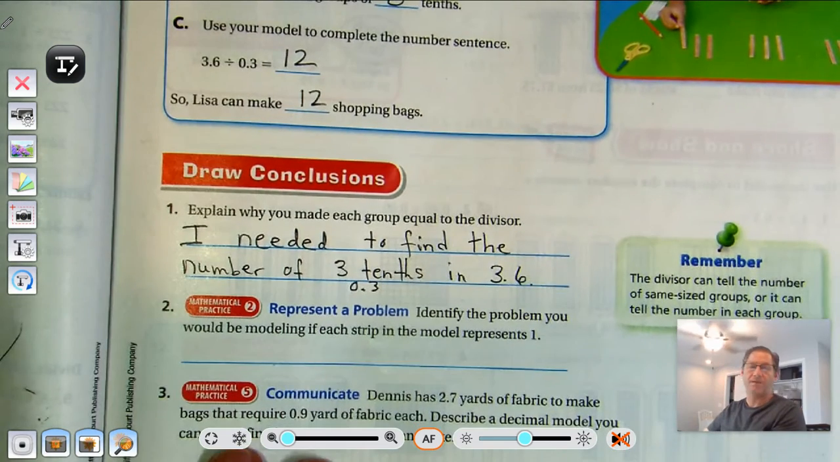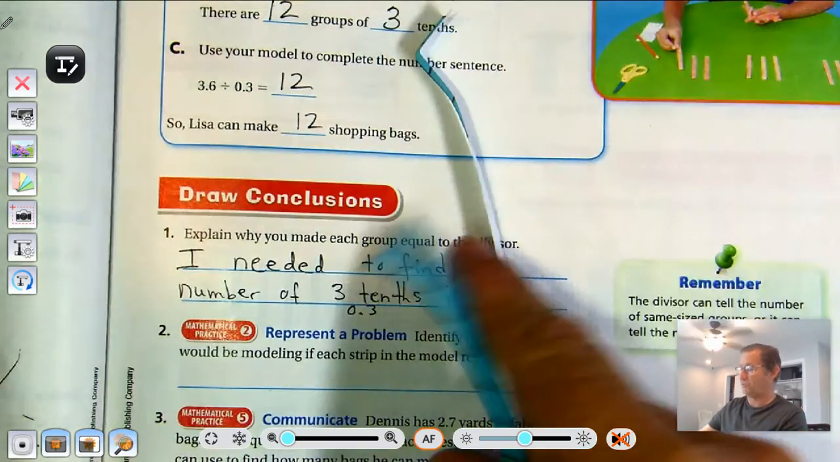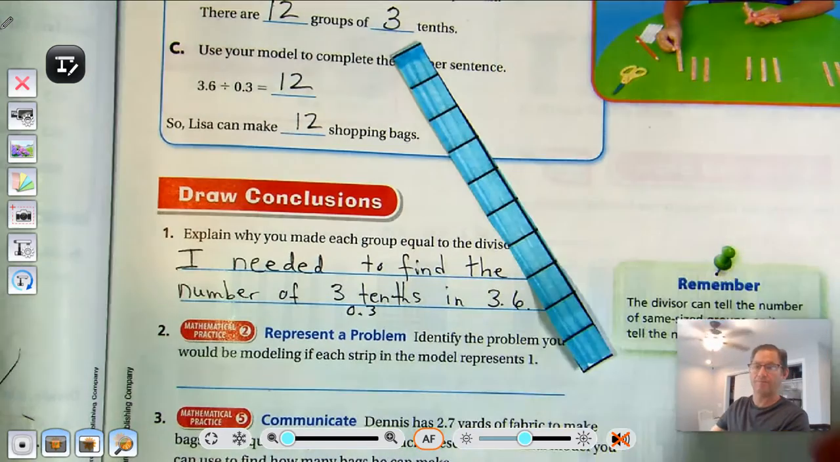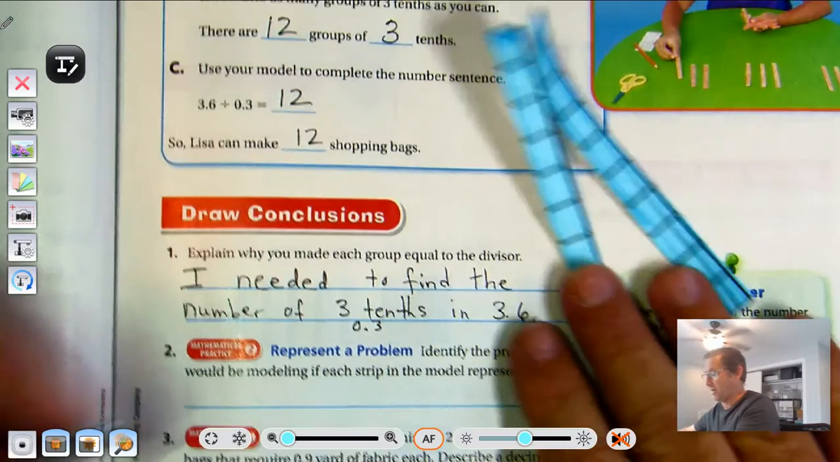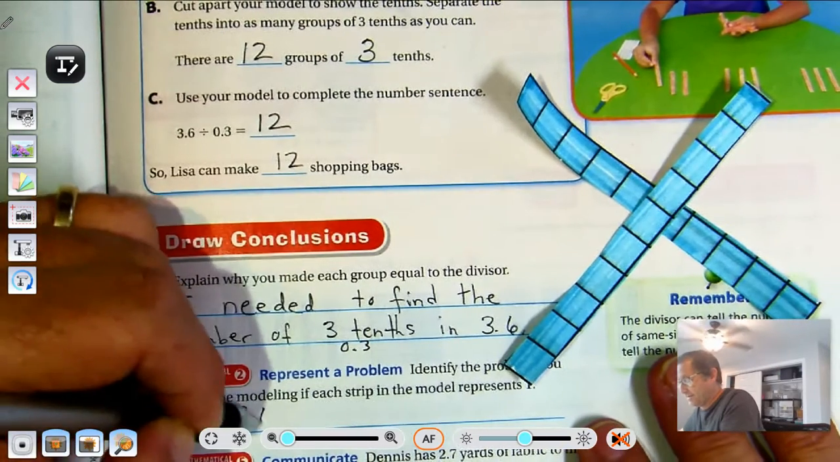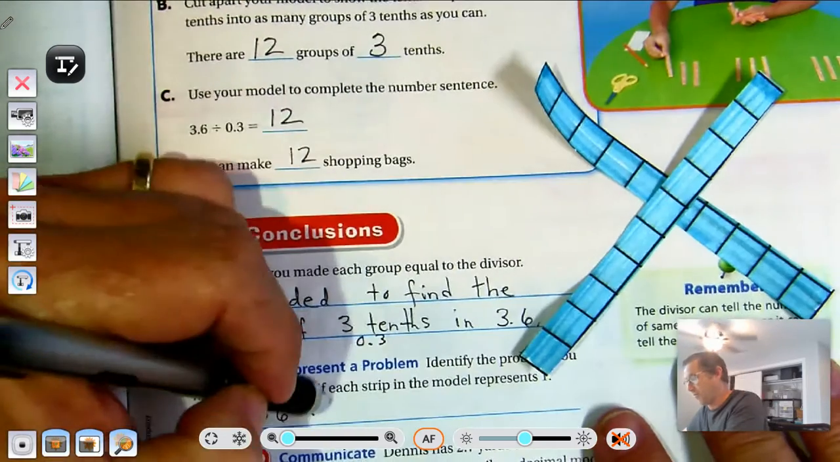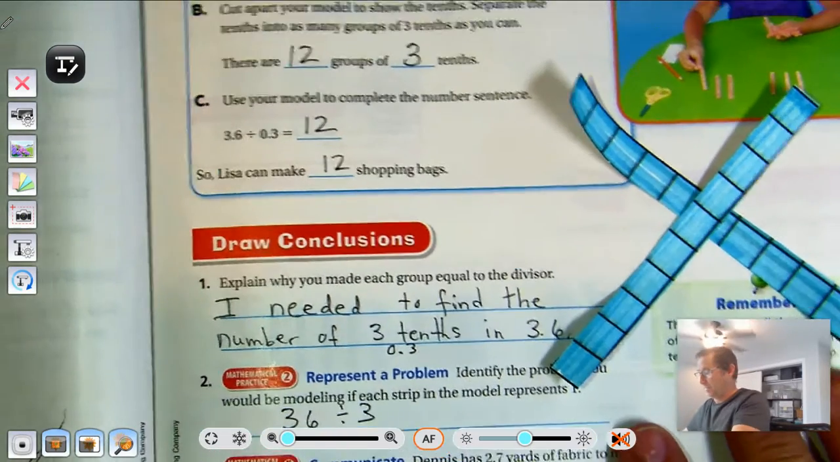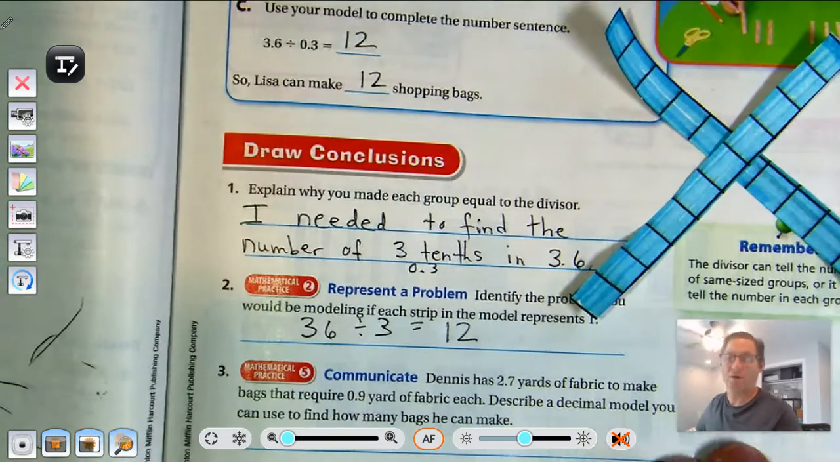All right, number 2. Identify the problem you would be modeling if each strip in the model represents 1. Well, again, if each of these strips was one whole, I had 36 of them because I had 12 groups of 3. So I'd have 36 divided by how many in each group? There were 3 in each group. So I would have been doing 36 divided by 3, which is 12.